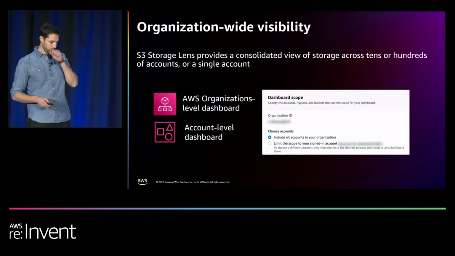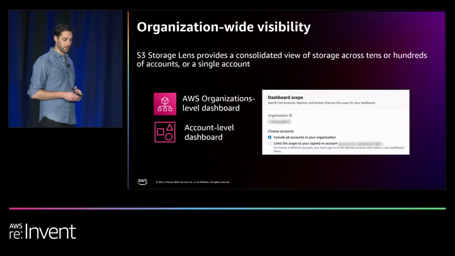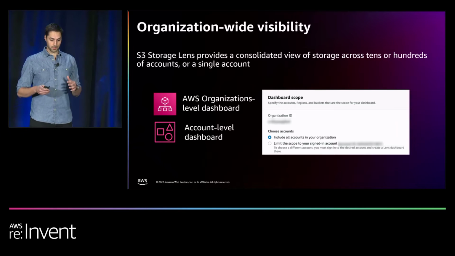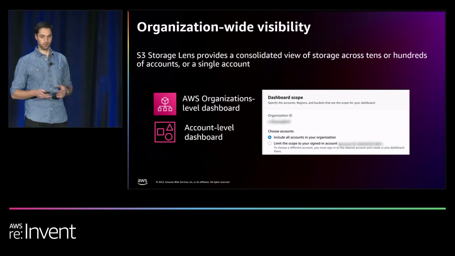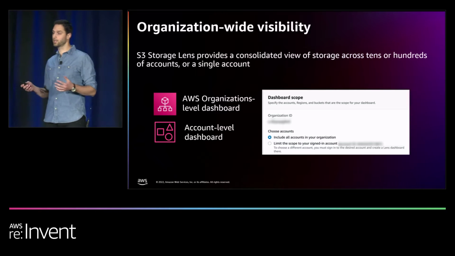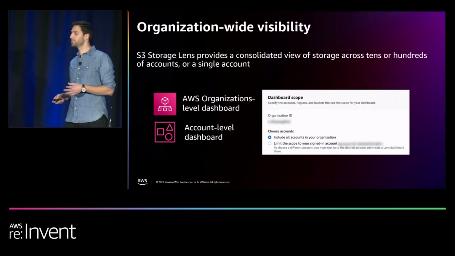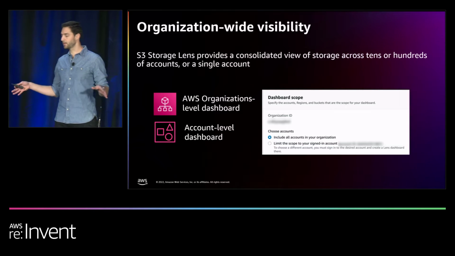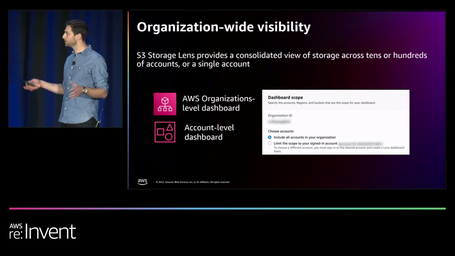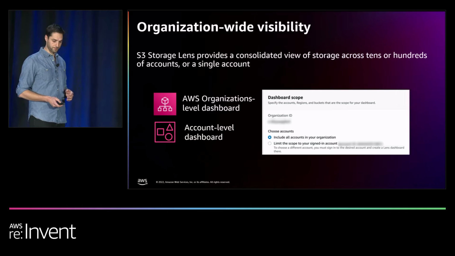Moving on, the second capability is the organization-wide visibility. By default, Storage Lens dashboards are configured at the account level, but it's very easy to configure Storage Lens at the organization view using the AWS Organizations integration that we have. When you enable that, Storage Lens automatically collects and aggregates metrics across all your accounts and buckets in the organization and shows them easily in your dashboard.